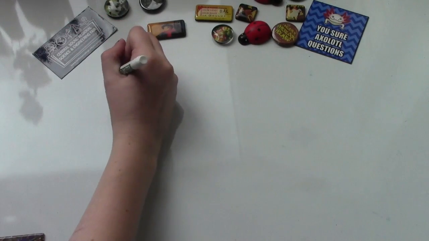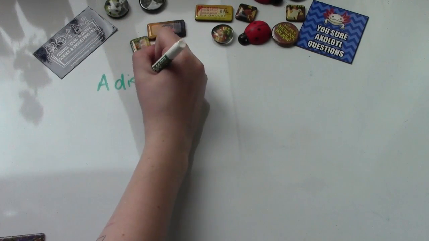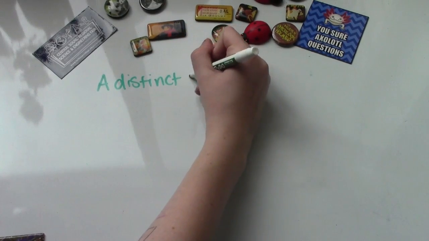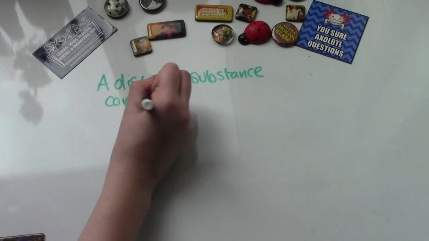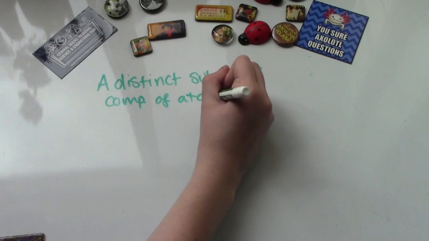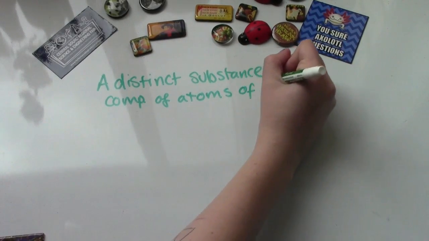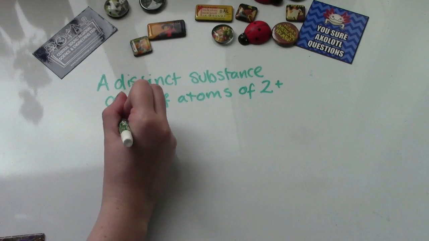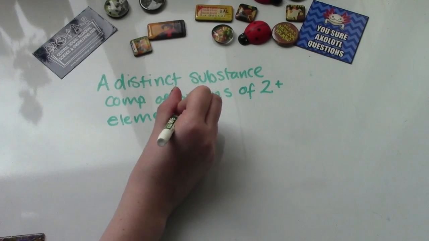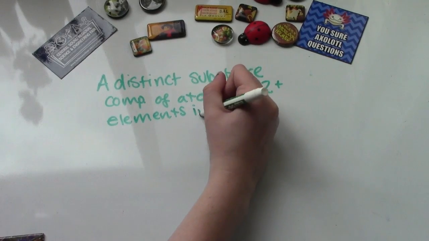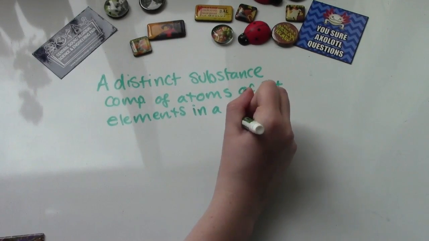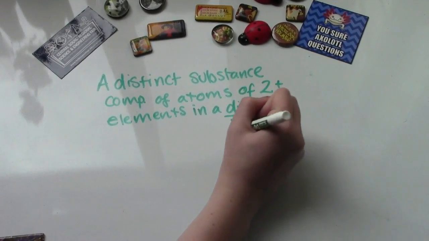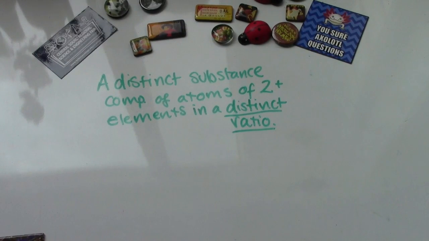So I'm going to start out with a basic definition of compounds. A distinct substance composed of atoms of two or more elements. And these are in a distinct ratio. The distinct ratio part is pretty important.